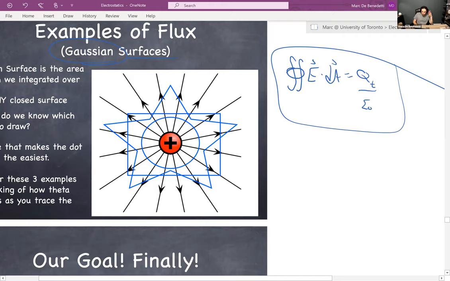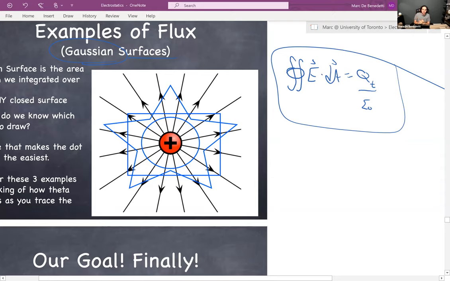There's no corollaries, there's no quantifications that need to be done, there's no ifs, ands, or buts, there's no conditions. It's just that. That's Gauss's law. This says, any closed area you pick, you could choose a triangle, a star, a rectangle, a sphere, any closed area you want, you're going to get the same answer. That is a beautiful implication of Gauss's law.